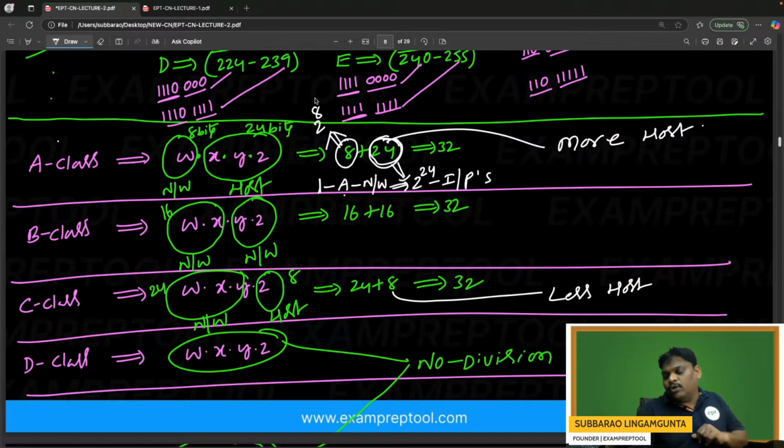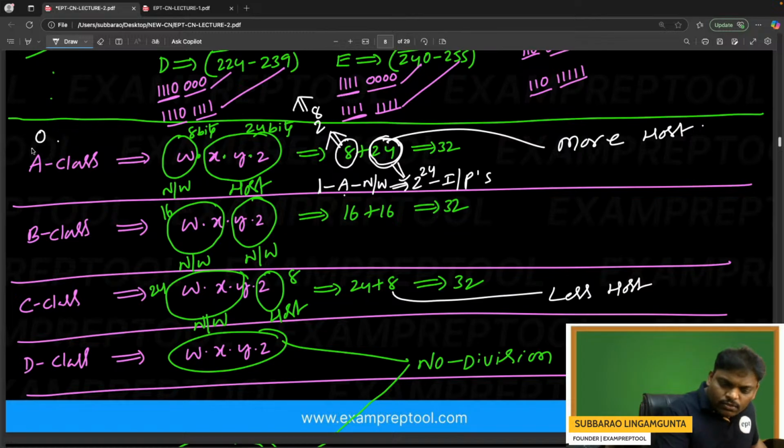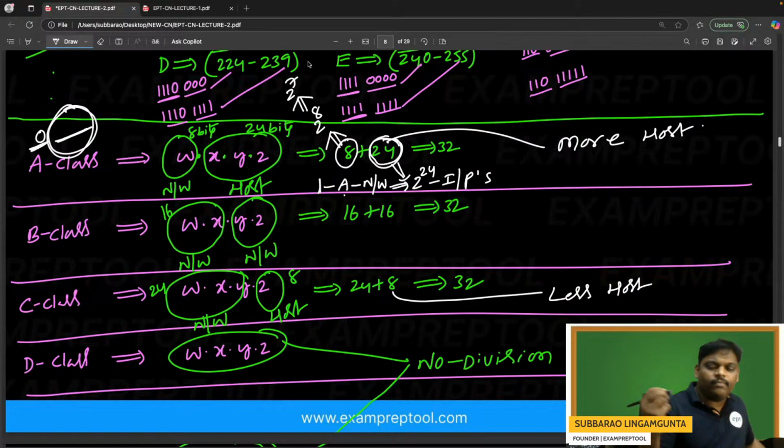But one thing I want to say: many people may make this mistake. Class A purpose is 8 bits, so 2 power 8 networks possible. But one bit is fixed in class A. Out of 8 bits, 1 bit is fixed, the remaining is 7 bits. When you say fixed, it doesn't give another possibility; only one possibility. But these 7 bits you can change. Remember, it is actually 2 power 7.